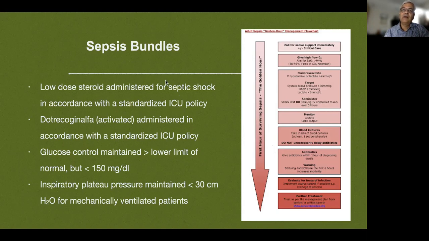For example, for septic shock, low dose steroids are administered, or drotrecogin alfa activated is administered in accordance with ICU policy, or glucose is maintained at less than 150 milligram per deciliter. And we should also ensure that the ventilation in a patient in sepsis is maintained in such a way that the plateau pressure of the ventilator does not exceed 30 centimeter water.